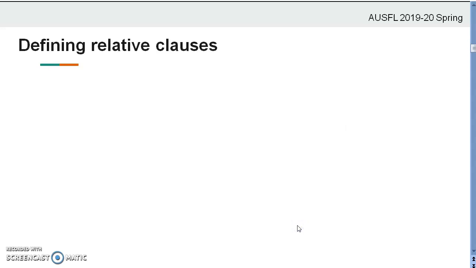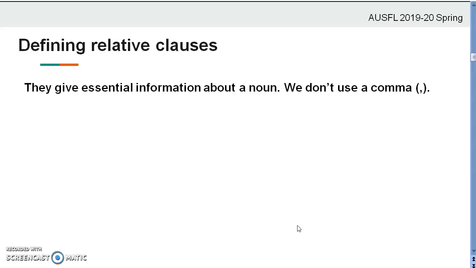So let's look at defining relative clauses first. And what is a relative clause? A relative clause gives information about a noun, but unlike Turkish, it comes after the noun. And if it's a defining relative clause, we don't use commas. We use defining relative clauses to differentiate a person or a place or a thing from the others. So let's look at some examples.